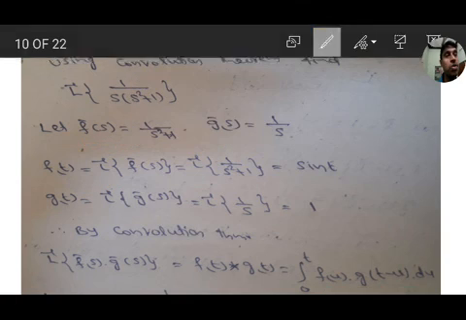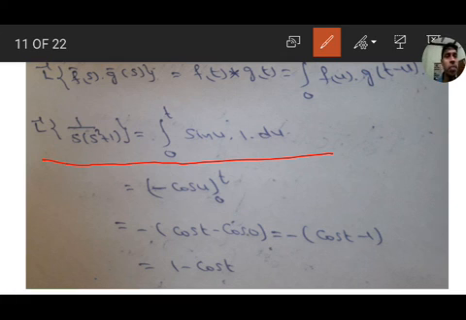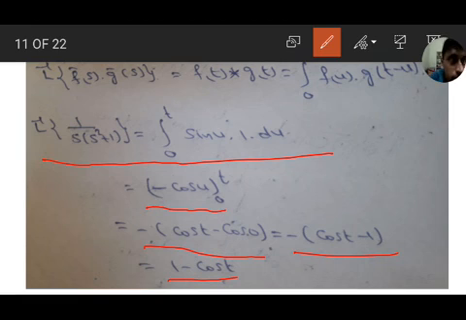Then substitute f of u value and g of t minus u value, we get the integration 0 to t sin u into 1 into du. The integral of sin u is minus cos u, minus is outside, upper limit cos t minus cos 0 at the lower limit 0, so minus of cos t minus 1, that is 1 minus cos t.